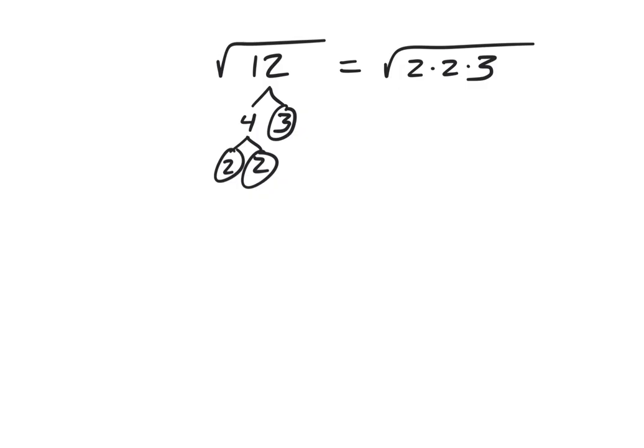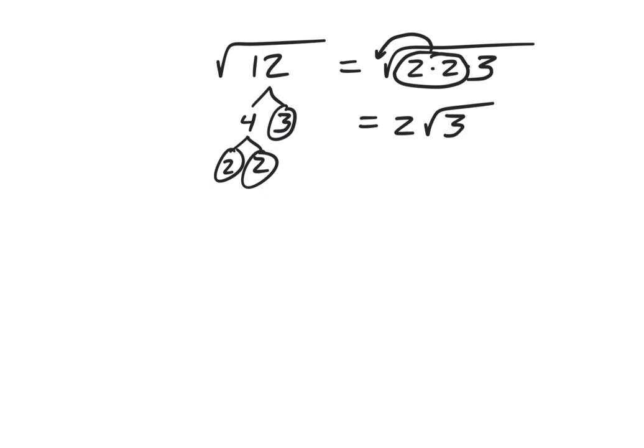And then what we're looking for is we're looking for pairs. What do I have pairs of? Well, I've got pairs of 2s. Whatever I have a pair of is going to come out, and that goes out here. Whatever did not pair up stays inside. So 2 radical 3 is what we call the simplest radical form of that answer.